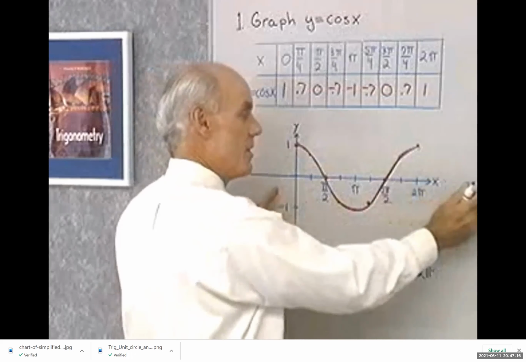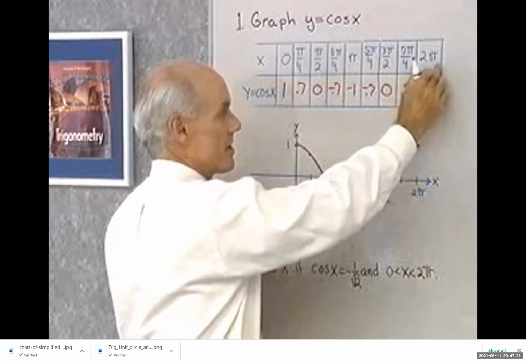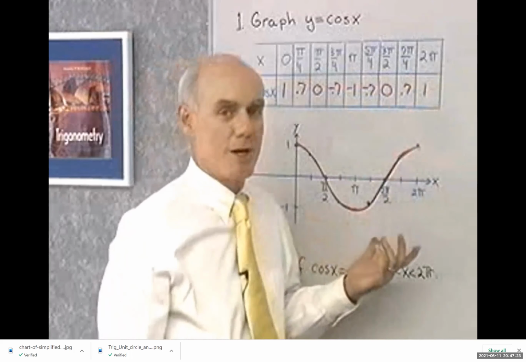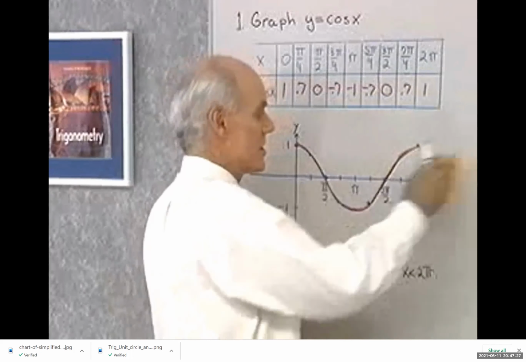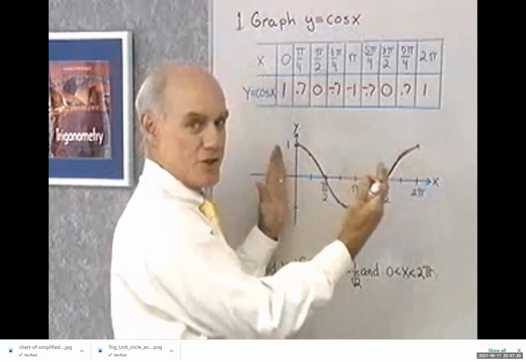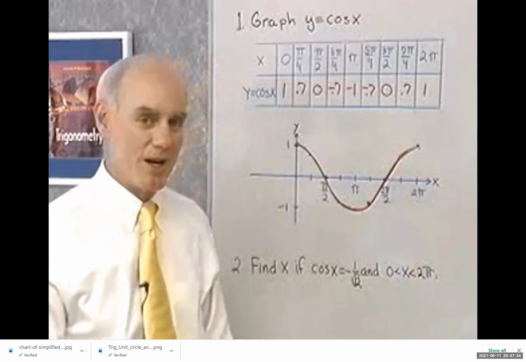If I want to extend beyond 2 pi, I know I've gone from 0 to 2 pi for x. As I go farther on here, I'm just talking about angles that are coterminal with my original ones, so I'm going to sketch out the same basic shape in both directions. I'll just keep continuing to put one complete cycle down. Now let's look at our second problem.